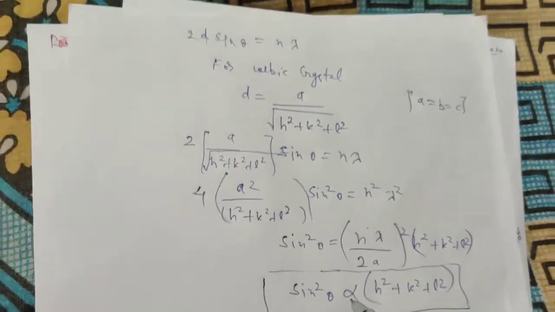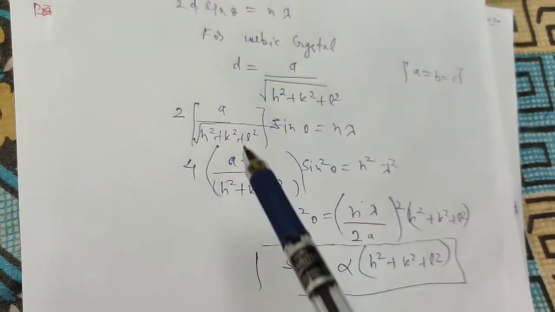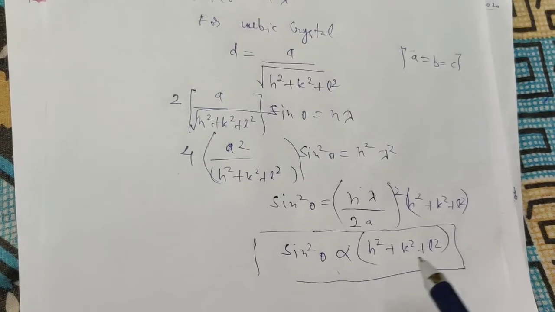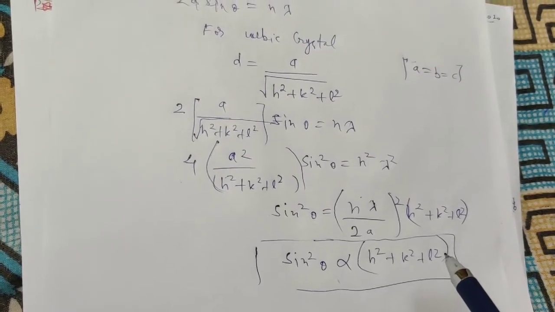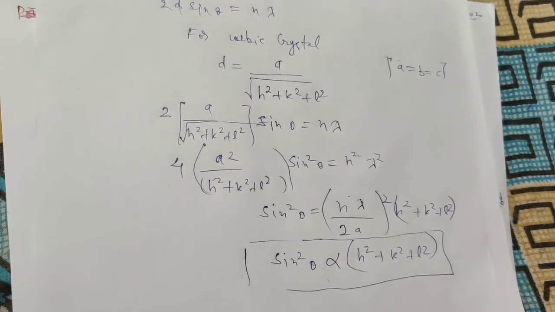So this is how you can calculate your interplanar spacing by using this formula. Theta is known here, and we can calculate h, k and l by placing the crystal along that particular axis. So this is how you can calculate.